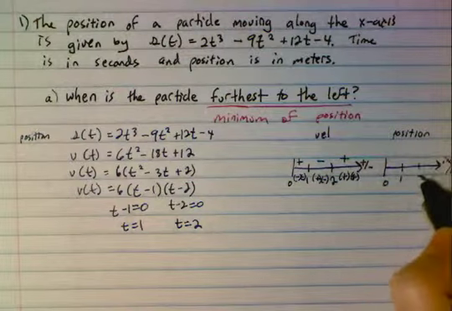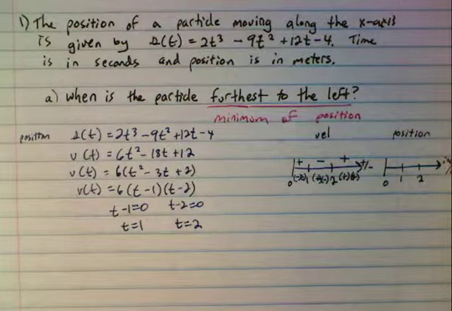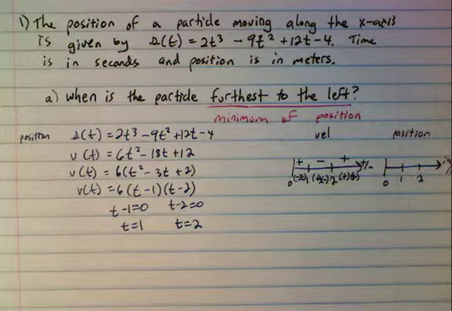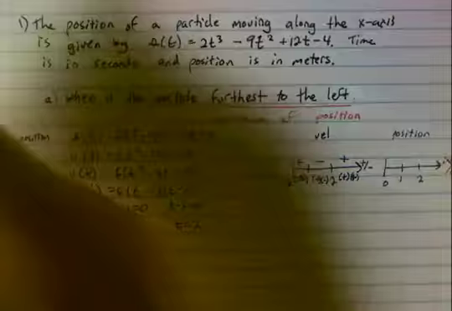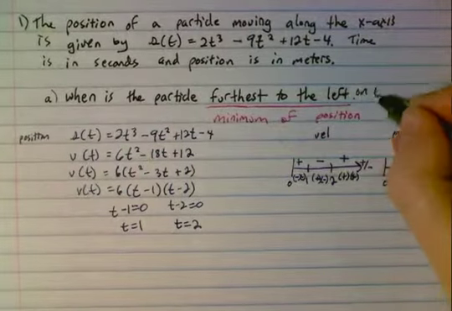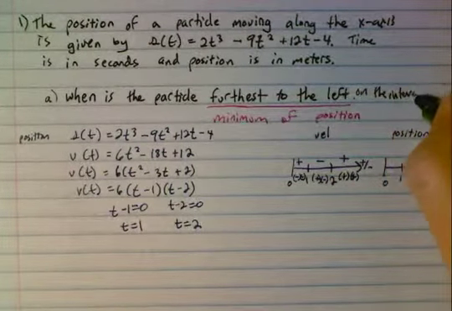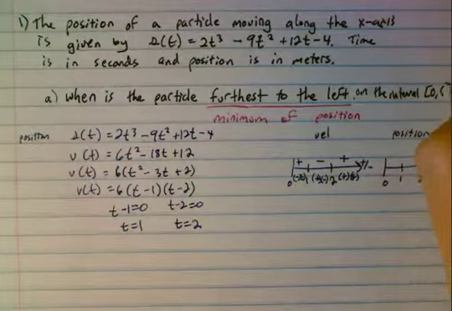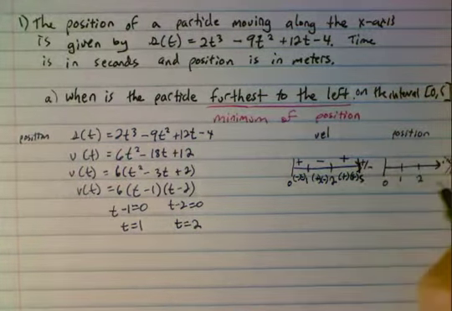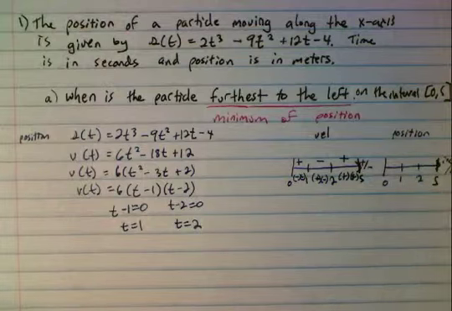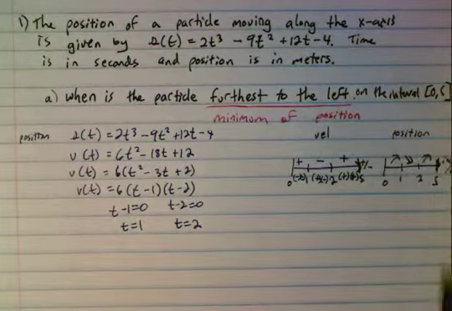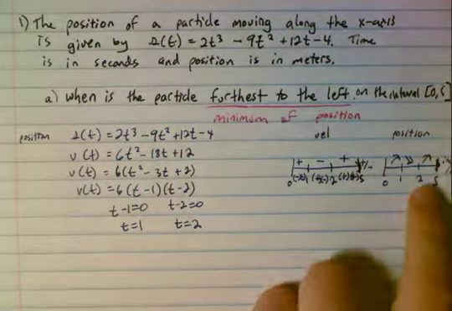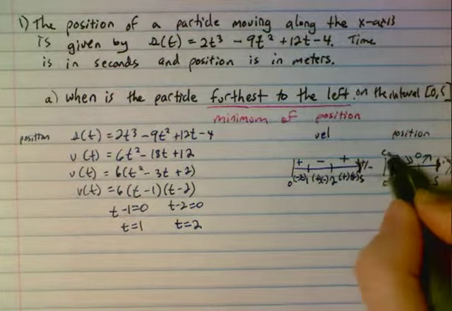So looking at position, we do need some additional information. First to the left on the interval 0 to 5. So this is going to be increasing, decreasing, increasing. So first to left, we're looking for minimum, so that could be right here or right here.